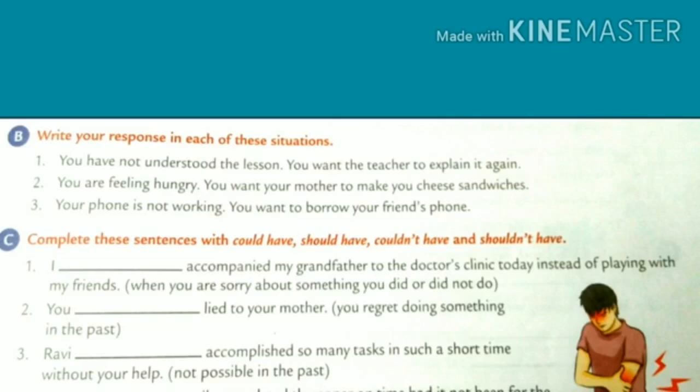Third one, Ravi dash accomplished so many tasks in such a short time without your help. This is also not possible in the past, so we can easily identify it as couldn't. Ravi couldn't have accomplished so many tasks in such a short time without your help. Use the clues and fill with correct modals. Do the remaining on your own.